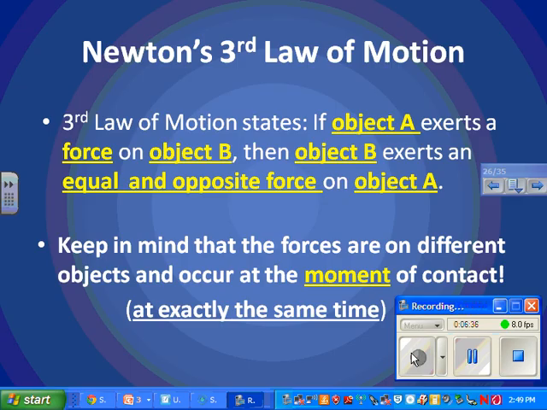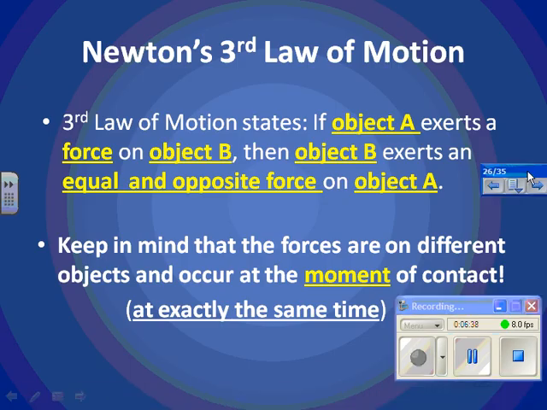Now, Newton's third law of motion states if object A exerts a force on object B, then object B exerts an equal and opposite force on object A. Keep in mind that the forces are on different objects and occur at the moment of contact.